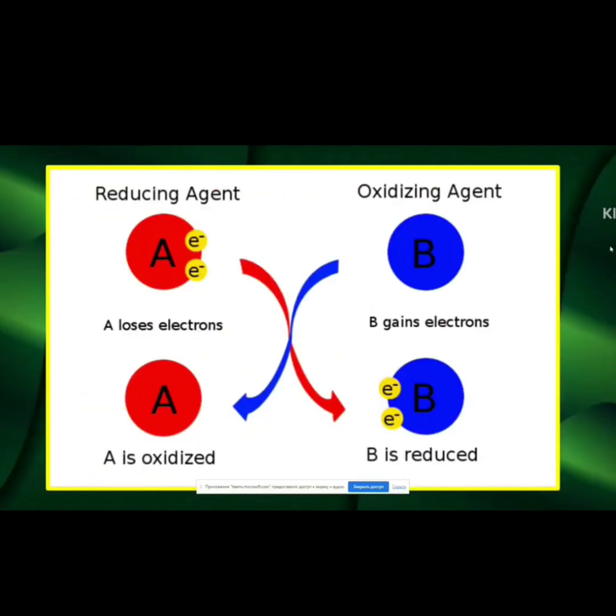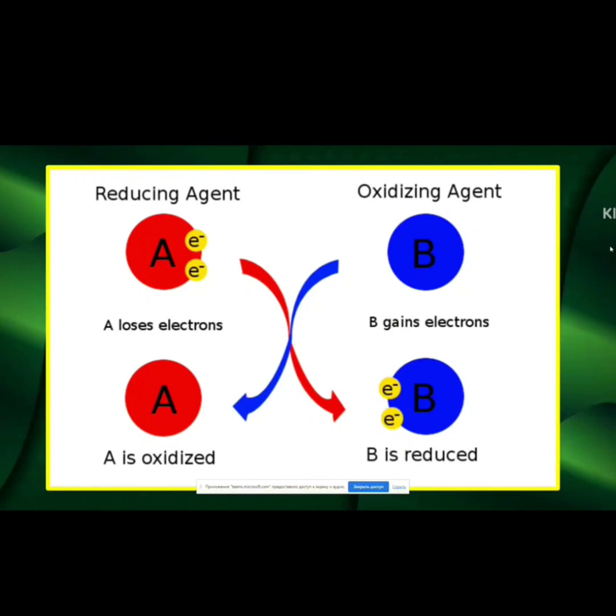A is a reducing agent, loses electrons, gives them to B. We have A and B, the first two, yes? A has 2 electrons, B doesn't have electrons. So what happens? A will give his electrons to B. A gets oxidized, yes, and it reduces B. A is the reducing agent. He gives his electrons.